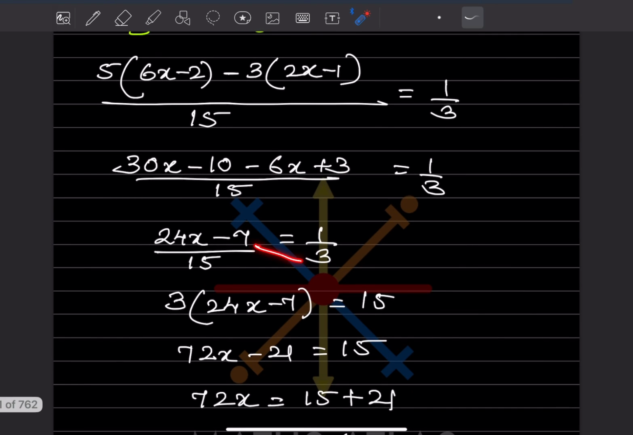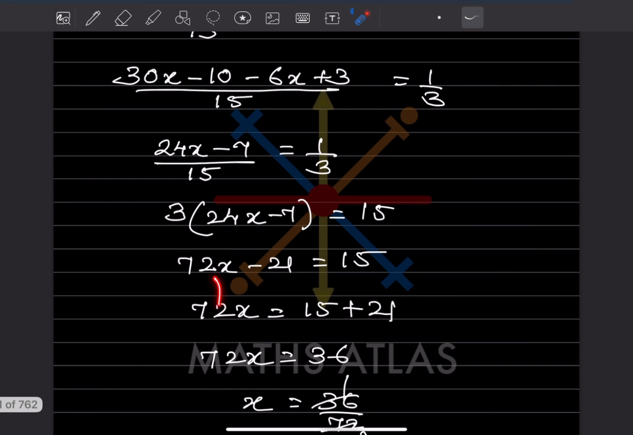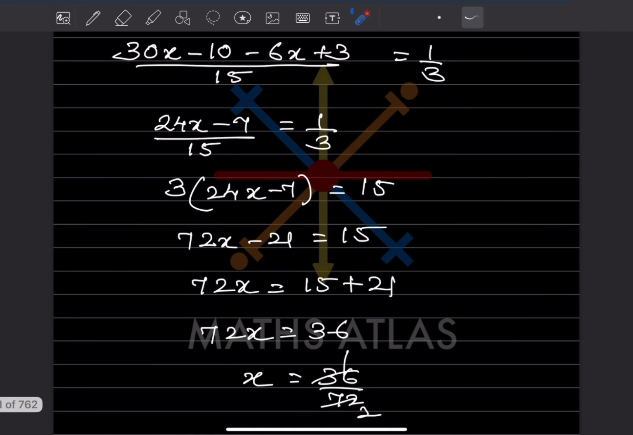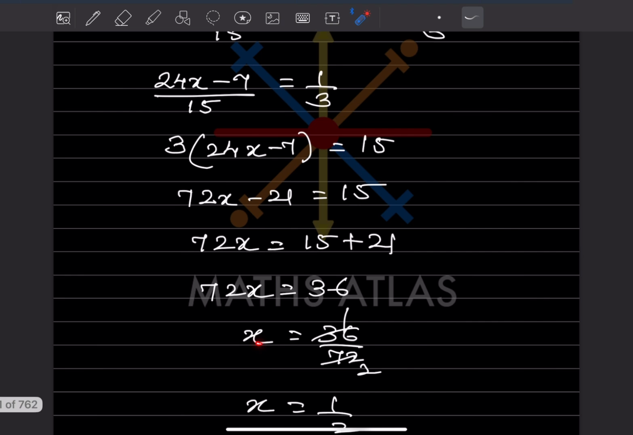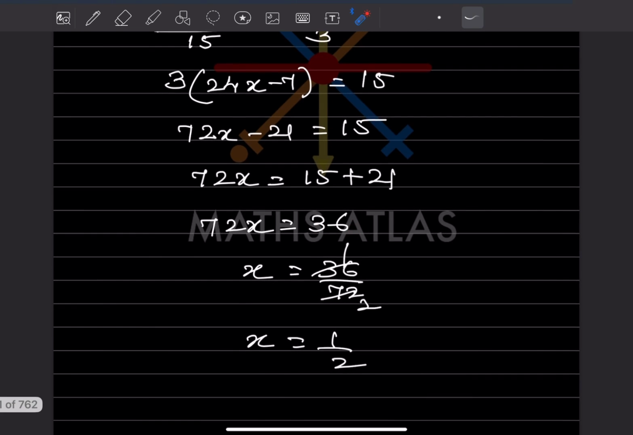Now you can cross multiply here. So 3 into 24x minus 7 is going to be, 15 will go on the other side, that is going to get 15. So this will be 72x minus 21 is 15. So 72x stays on the same place. This 15 minus, this becomes plus 21. So 72x is going to be 36. So your x will be 36 by 72, which is going to be 1 by 2.